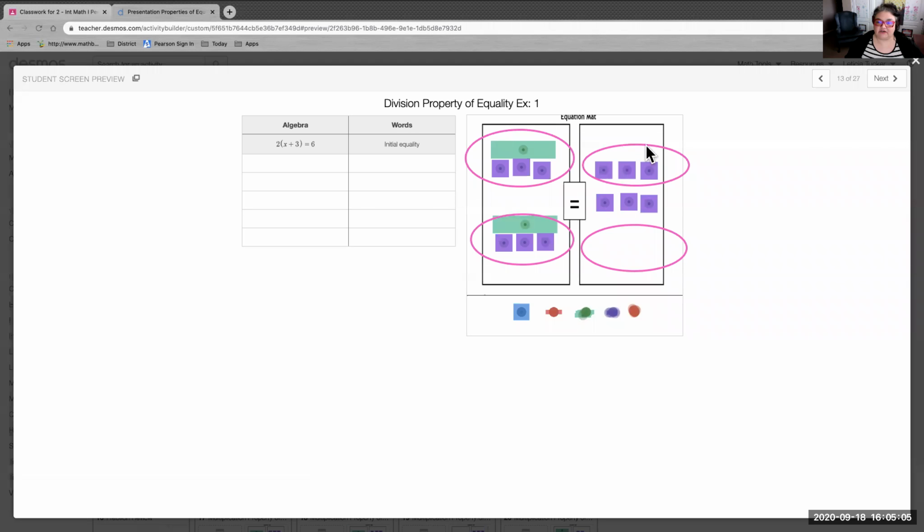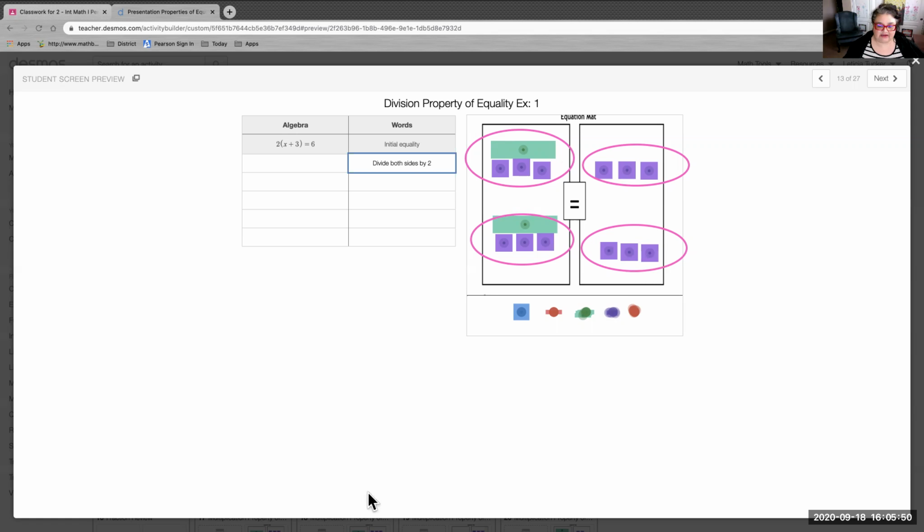Now, once I know how many groups I'm going to do, I just got to make sure they're equivalent. So here, I got to make sure these are the same. So this group is the same as this group, and this group is the same as this group. So I'm going to write down, what did I do? I divided by 2. Or you know what? Let's put divide both sides by 2. Okay?